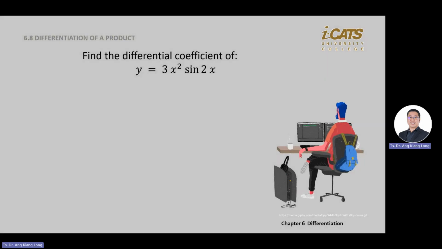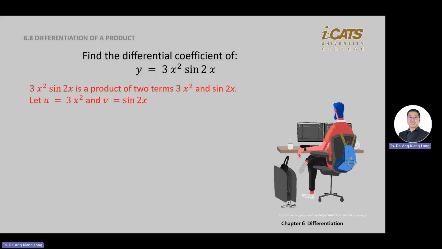So, for example, this one. You have a function y equals 3x squared sine 2x. So 3x squared is one function, sine 2x is another function. You can see u is 3x squared, v is sine 2x. So you need to see this as y equals uv, because you have two x functions here, 3x squared and sine 2x.